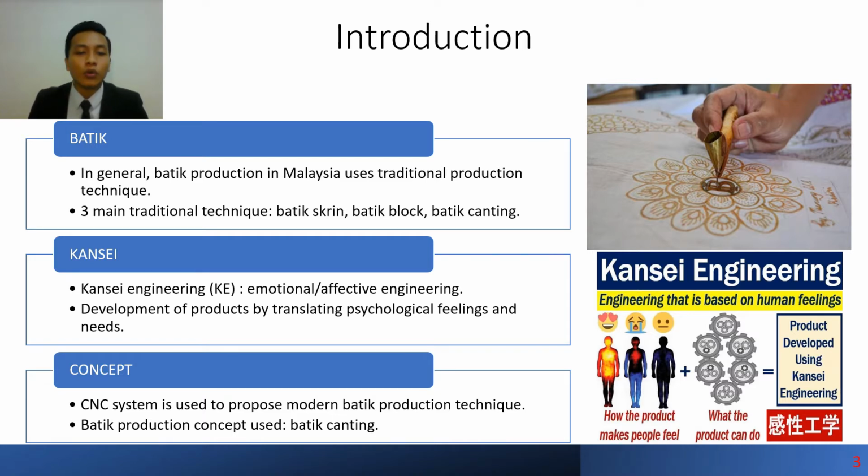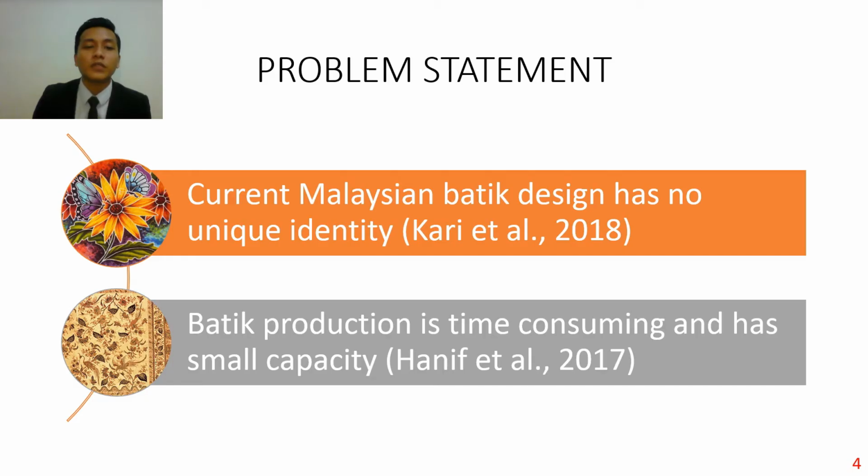Kansai engineering, or also known as emotional and effective engineering, is the development of products by translating psychological feelings and needs. CNC system is used to propose modern batik production technique, and the batik production concept used in this research is batik canting.